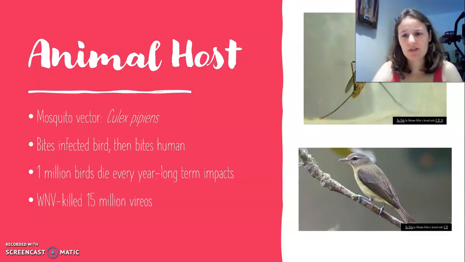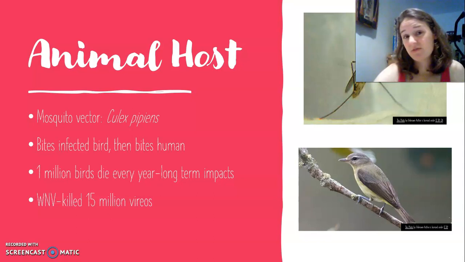The animal host or the reservoir of infection is a bird, and the common mosquito vector in the United States is Culex pipiens, which is up here in the right-hand corner. So basically, like I explained before, a mosquito bites an infected bird, then bites a human, then the mosquito may bite another bird and infect that bird. So not all birds have the virus, so it's not like they all carry it all the time. They have to get it, but usually it's like a chain reaction. They just keep giving it back to each other.